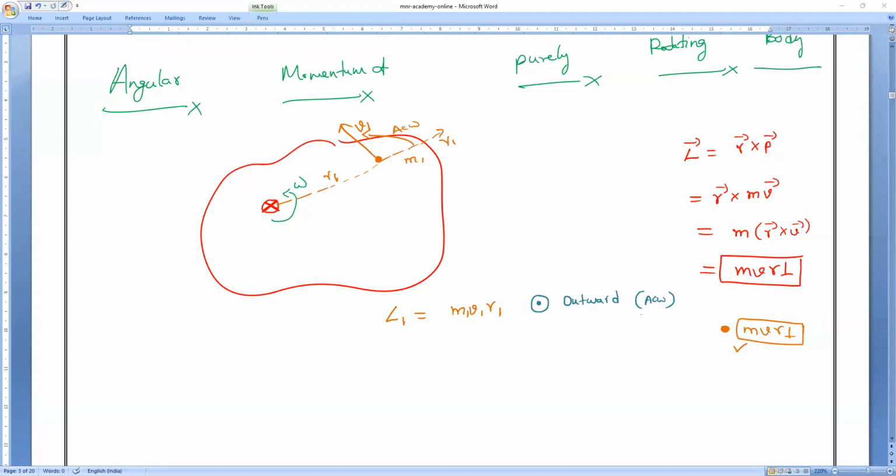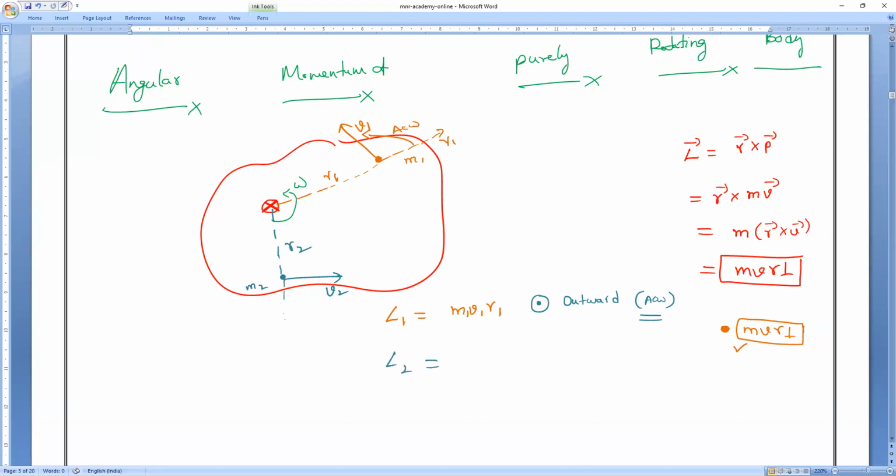So which is acting outwards actually. So now, in the same way, if I choose another particle, another particle whose mass is m2, and it has velocity v, and this one you can see I will take r2. So can you tell me what is that, everybody?